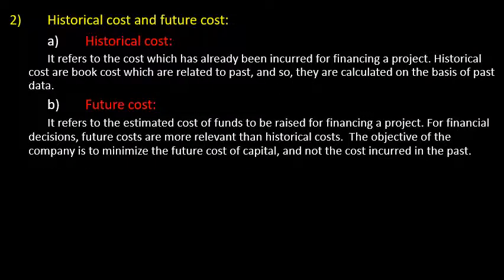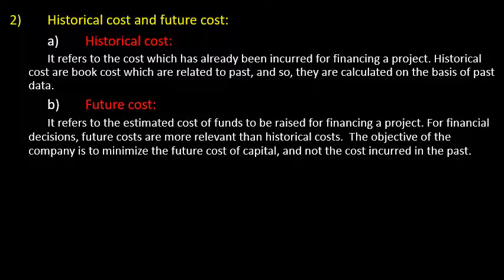The next type is historical cost and future cost. First, we will study historical cost. It refers to the cost which has already been incurred for financing a project. It is the concept or the cost related to the fund which has already been incurred on a particular project.